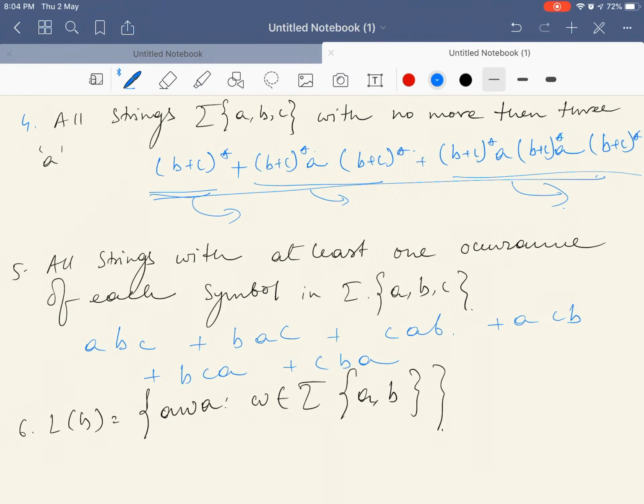Now suppose I consider the first one only, a, b, c. In between the a, b, c there may be any combinations of a or b or c. Yes or no? Yes. So if we consider any combination of a, b, c in between this a, b and c, how to confirm that? Just writing a plus b plus c whole star confirms that any combination of a, b, or c may come, right?